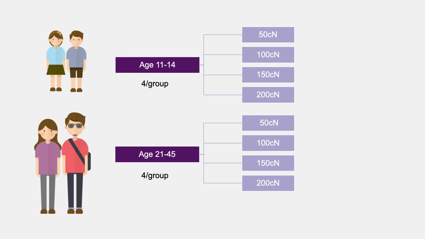In each one of the groups, we divide the patients equally and randomly into groups of 50 centinewton, 100 centinewton, 150, and 200 centinewton. Then after 1 month, we measure the amount of tooth movement. At the same time, we measure the CGF, or crevicular gingival fluid, the amount of activation of the biological proteins in that, and we compare them with each other.